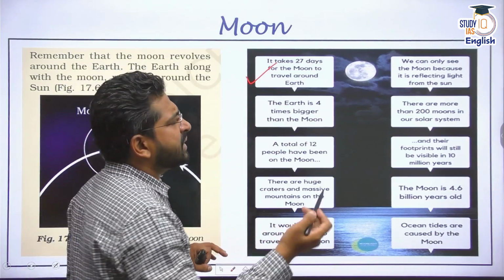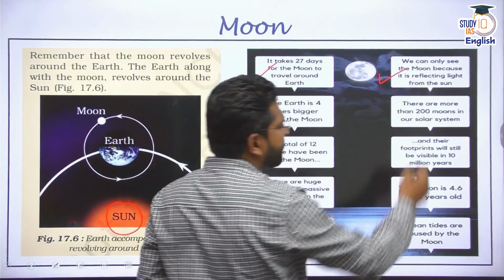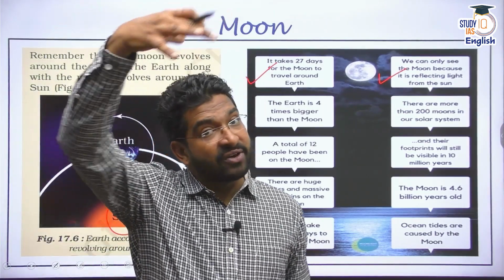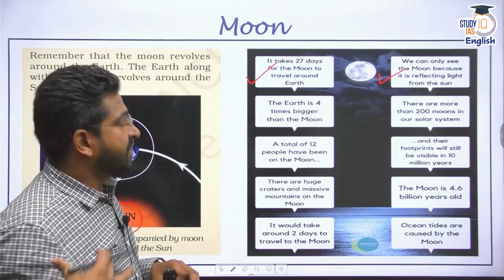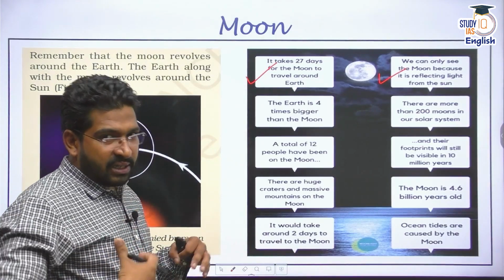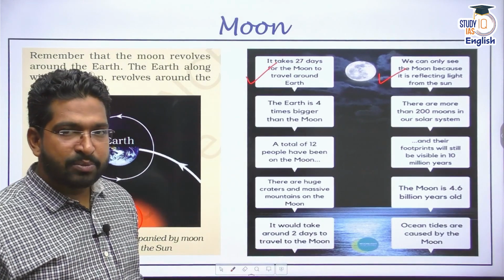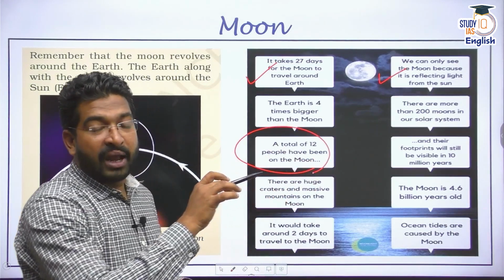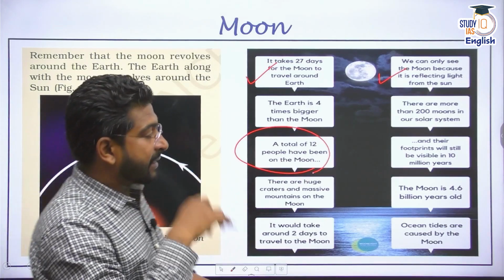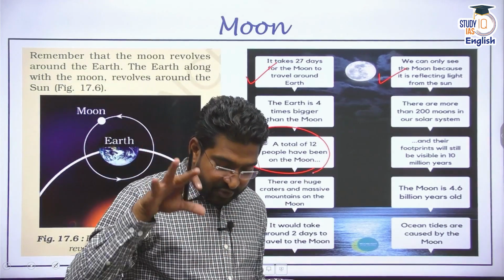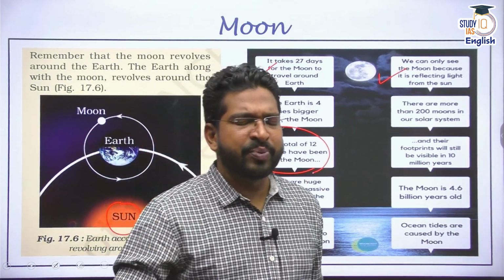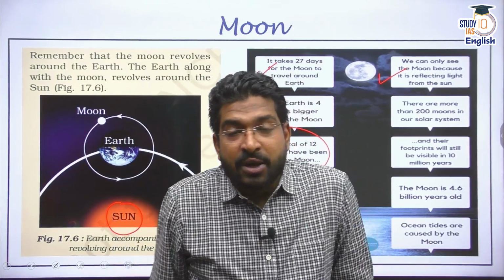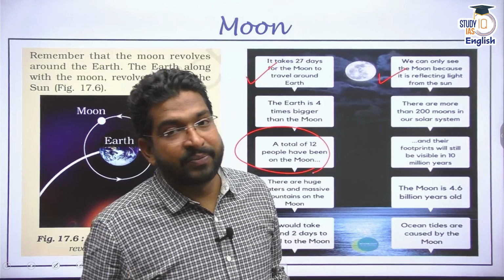And we can only see the moon because it is reflecting light from the sun. That's why I told you the moon is actually not a luminous body. It is simply reflecting light from the sun. Apart from that, our Earth is almost 4 times bigger than the moon. Till now, only 12 people have been to the moon, and their footprints will be there. If somebody put a footprint in Apollo 11, it is going to be there because the moon does not have any atmosphere. The moon does not have any oxygen, nothing, right?